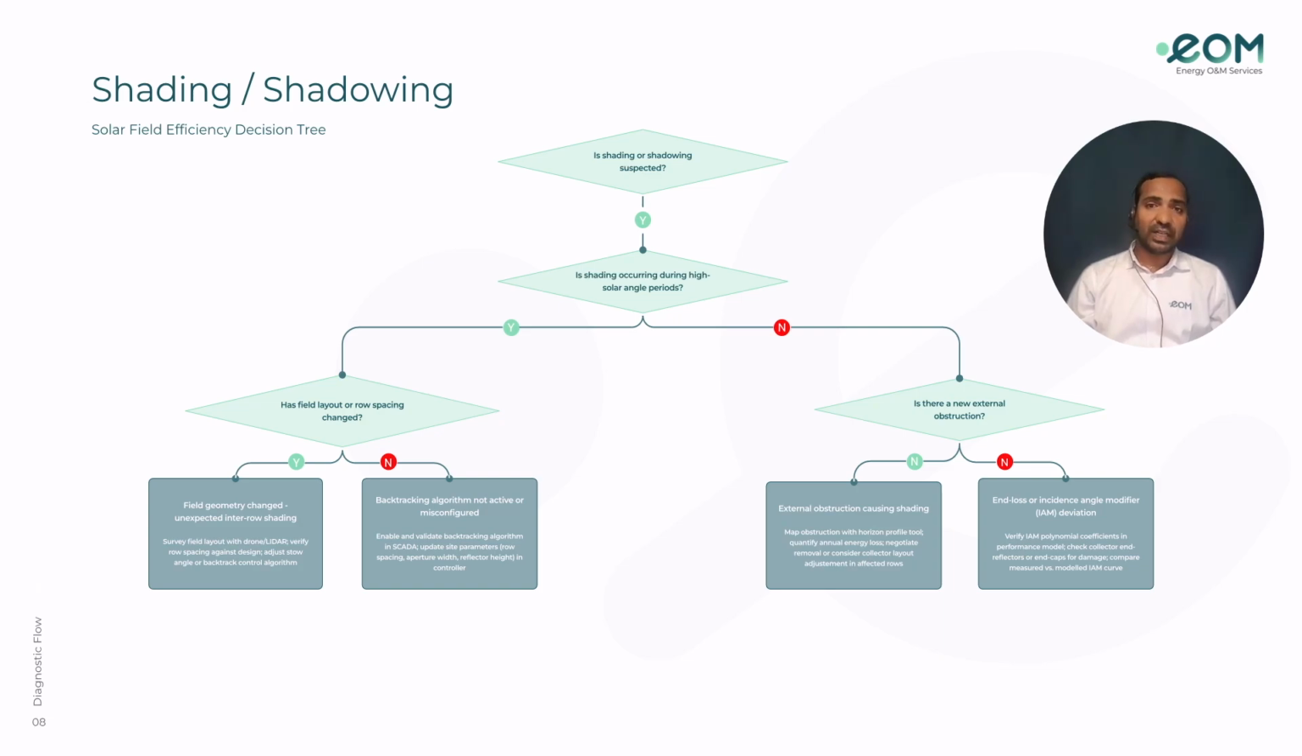If shading is not occurring during high solar angles, the issue may instead involve IAM behavior or end loss deviations. Here the focus shifts toward performance model validation, collector end conditions, and comparison between measured and predicted IAM performance. Another important operational check is the backtracking algorithm. So improperly configured or disabled backtracking can create unnecessary shading interaction between collector rows. So the controller parameters should always match the actual field geometry and collector dimensions.